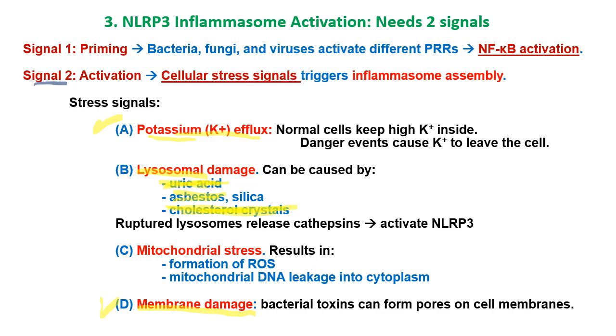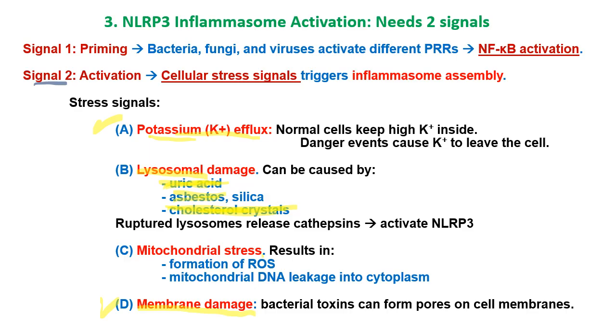Sugar, all right, it's sugar. Too much sugar in your bloodstream is a bad idea. You're going to activate inflammation. So sugar in the diet will cause inflammation, and this is how. Okay, so lysosomal damage is a big problem and a stress signal.